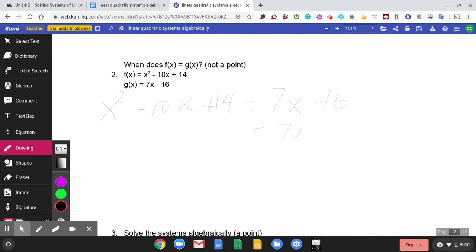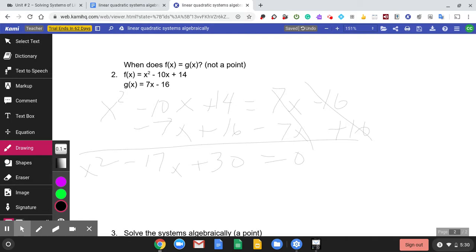Move this over as a minus 7x. Move this over instead of as a minus 16, a plus 16. Those are now gone. Set them equal to 0. It's called the zero product property. We're going to get 30. We're going to get negative 17.